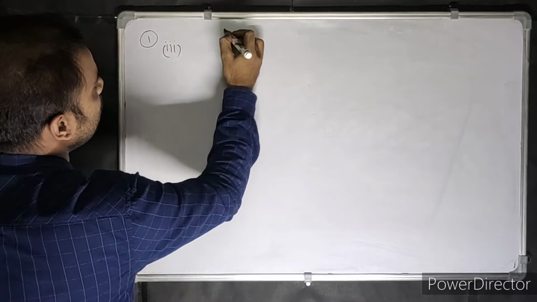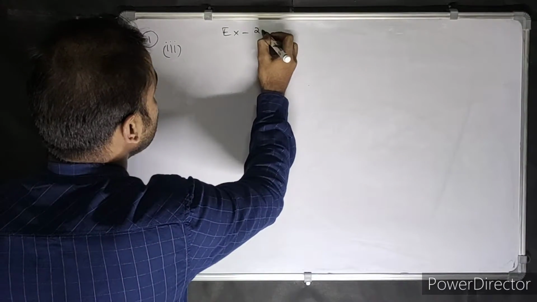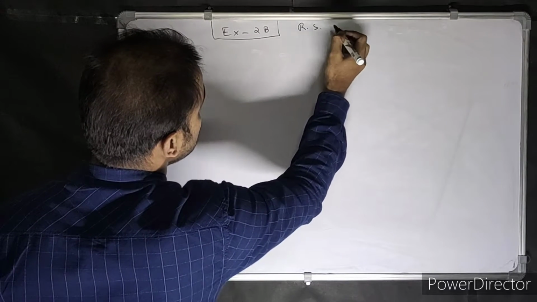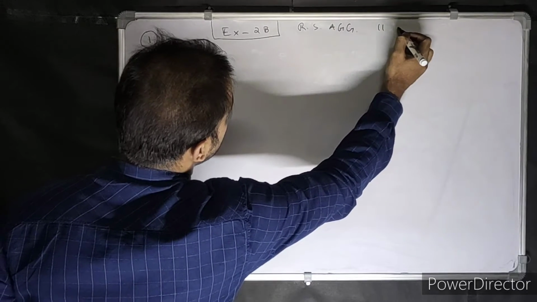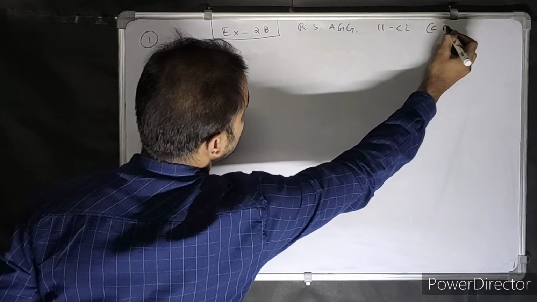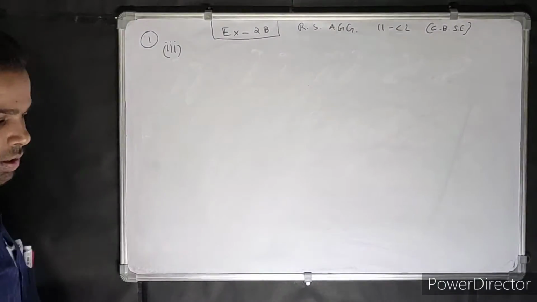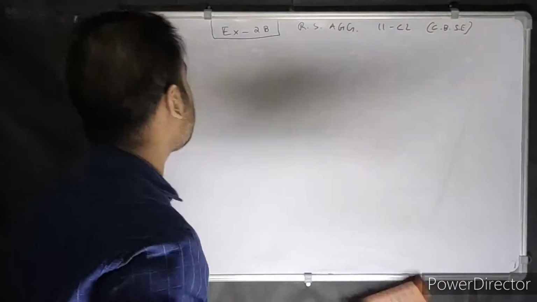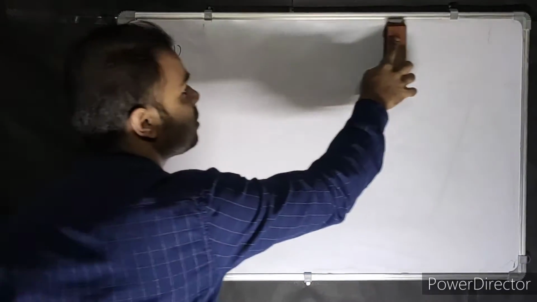The exercise number was exercise 2B, RS Aggarwal, class 11. This is for CBSE students, though even ICSE students can watch. There's nothing extra to learn, although you will not get these things in your exam for ICSE students.